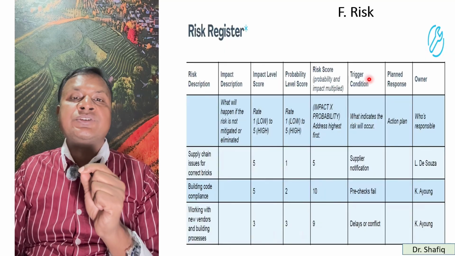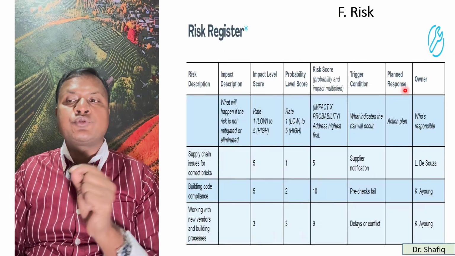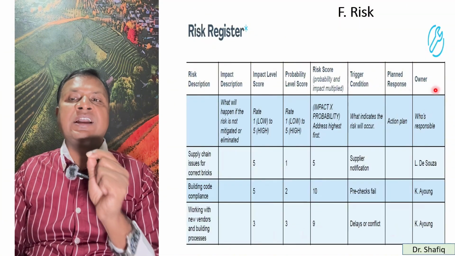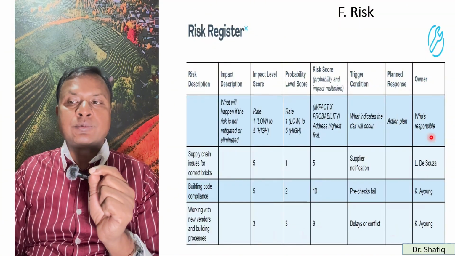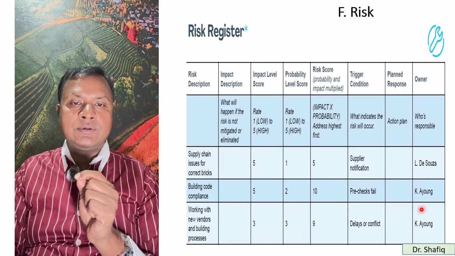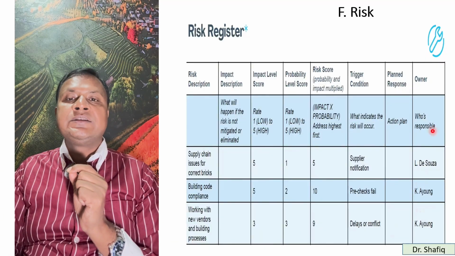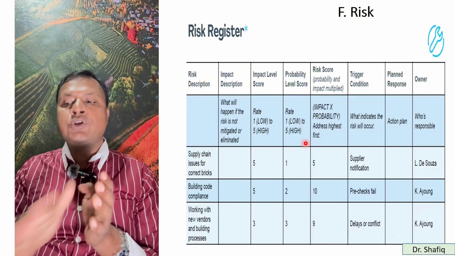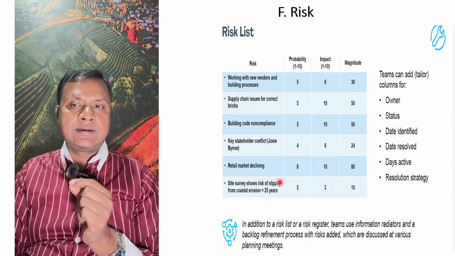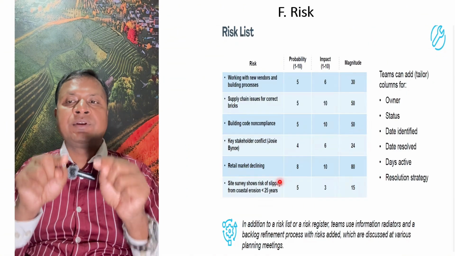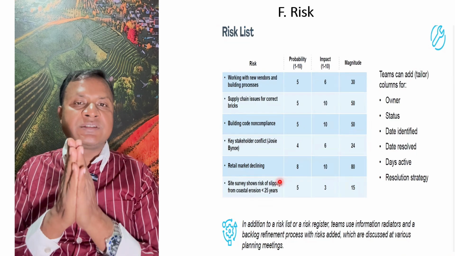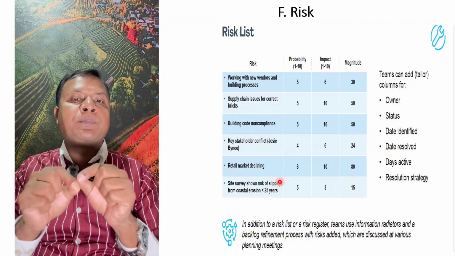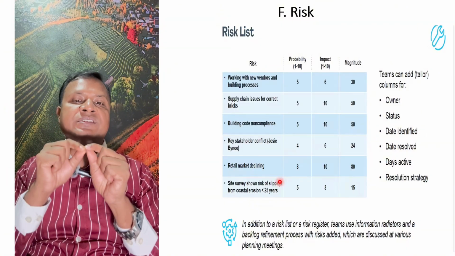You can also ask for the trigger condition, the planned response, what the response or action plan will be, and who will be responsible, who will act on this, whether a manager or team member or whoever. So in this way, you can make a risk register in which all the risks are listed, and you will show the probability, impact, and magnitude of each risk. Then you can compare them, and then you can find the actual path or ways to address these risks.